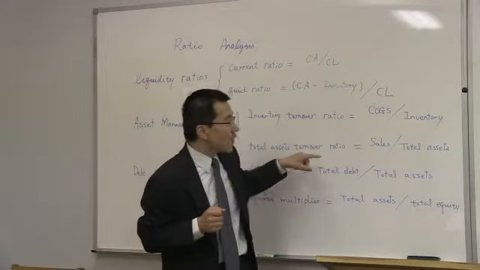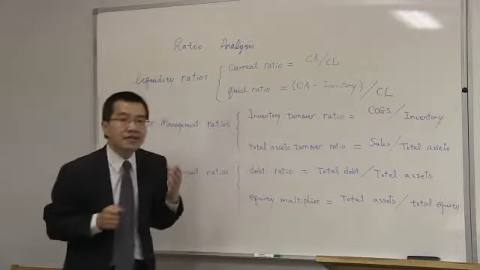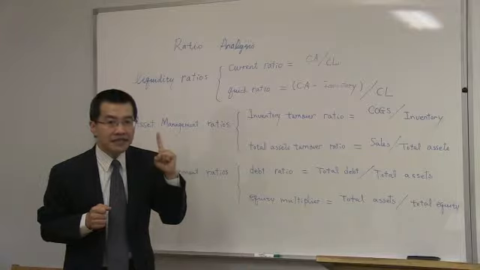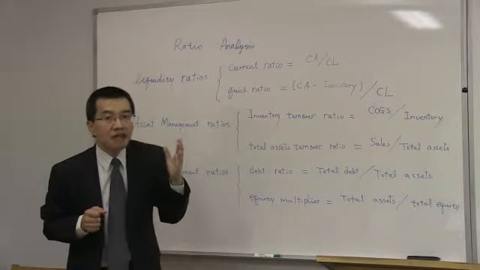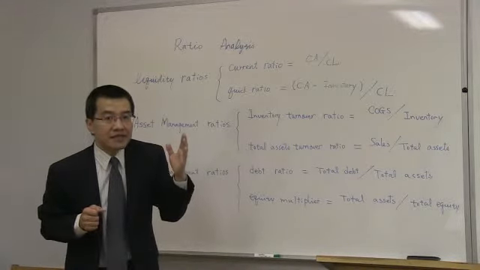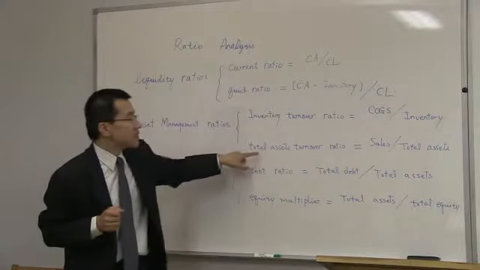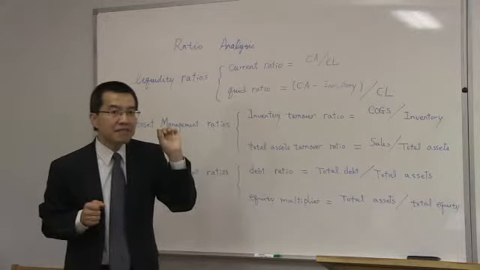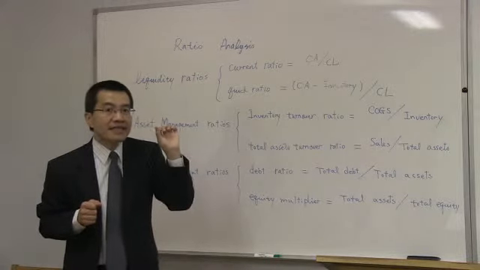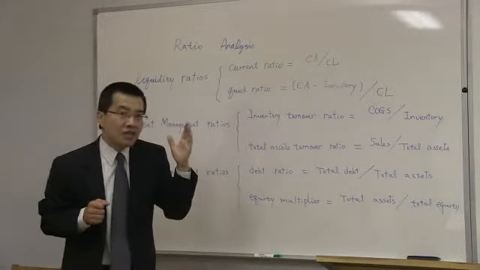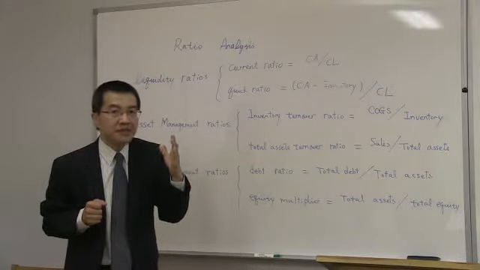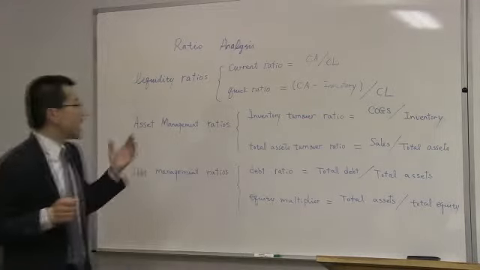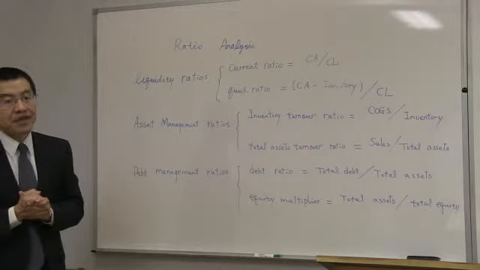So, to use a simple way to explain the total assets turnover ratio: for every dollar of the company's assets, how many dollars of sales can these assets generate? If the company uses the same amount of assets and can generate as high a sales as possible, then we say the company uses its assets very efficiently. So that is for the assets management ratio.